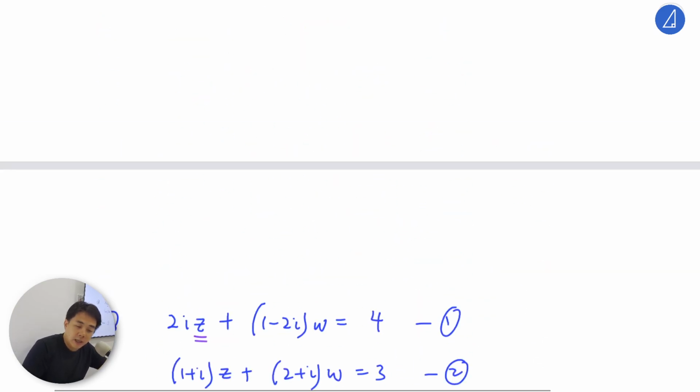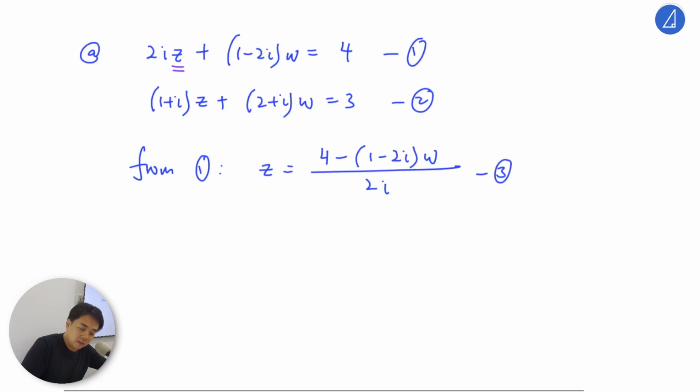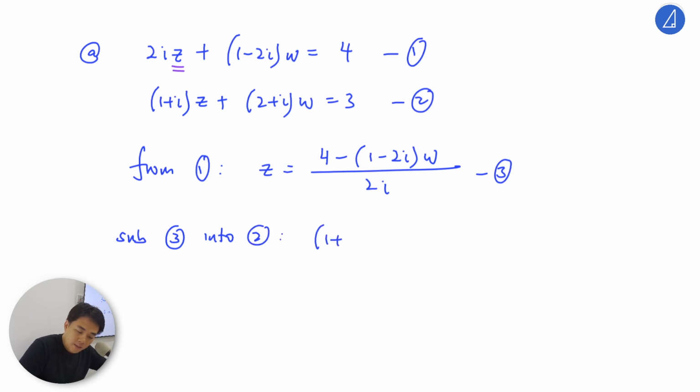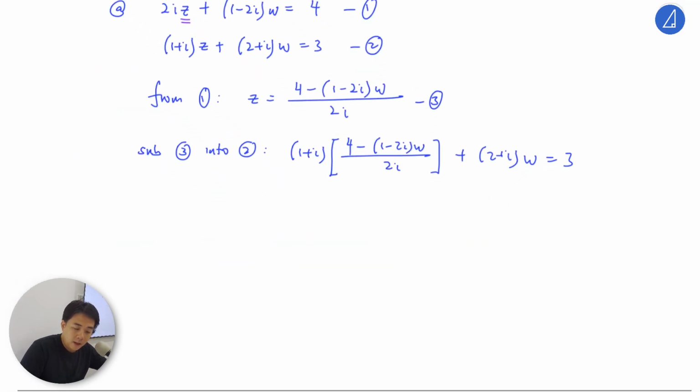Substitute in. Now they say without using a calculator, so you just don't use a calculator. But use the calculator and check your answer, please. Sub into 2: (1 + i)(4 - (1 - 2i)W) over 2i. Okay, like that. Now take note. Don't go and expand this. Don't do that. See this as an entity. This is one entity, one complex. Don't go and expand in W. Don't do this, it's not the way to do it.